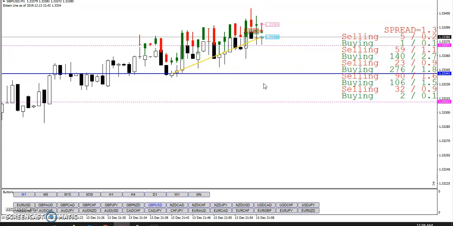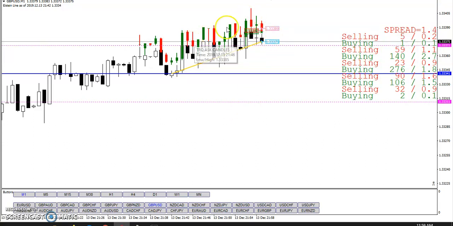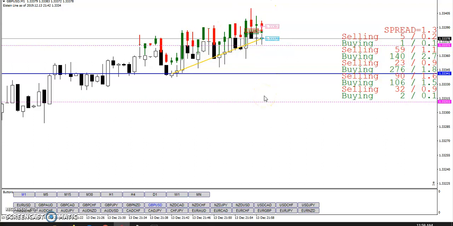I know it's almost like watching paint dry right now after all that action from yesterday. But let me know if you think these ASK candles might help you in your trading.